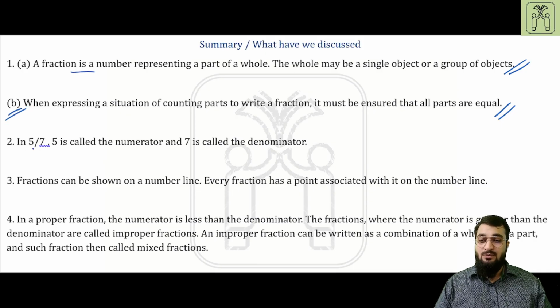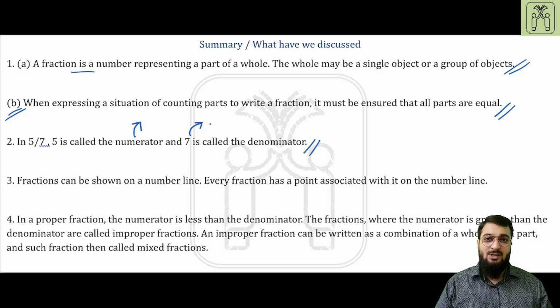Point number two: in 5 upon 7, 5 is the numerator and 7 is the denominator. We have also understood what a numerator and denominator are. The numerator is the number which tells us the number of parts that are taken into consideration, whereas the denominator is the total number of parts into which the whole is divided.